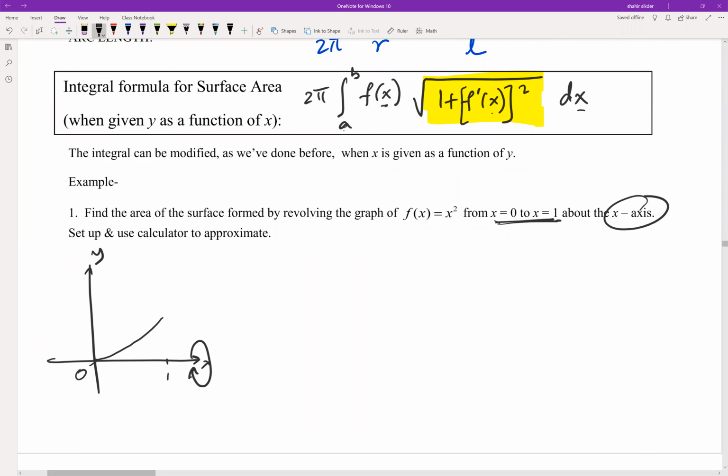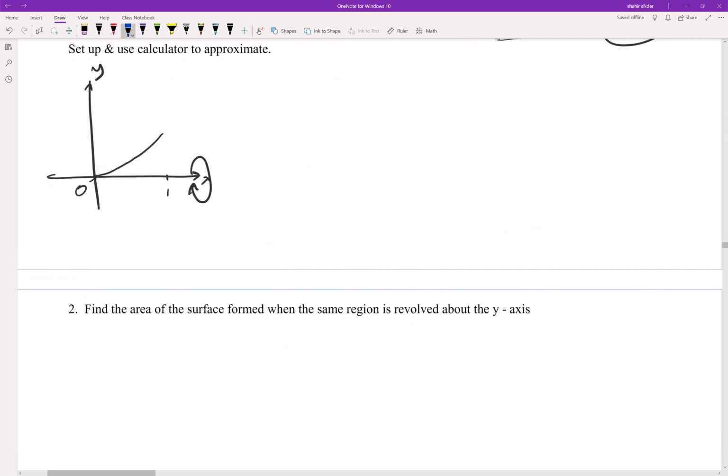So how is that going to look? Roughly speaking, this is the rotation, so it would look something like this. You'd have another region, something like this. We are interested in finding all of this right here.